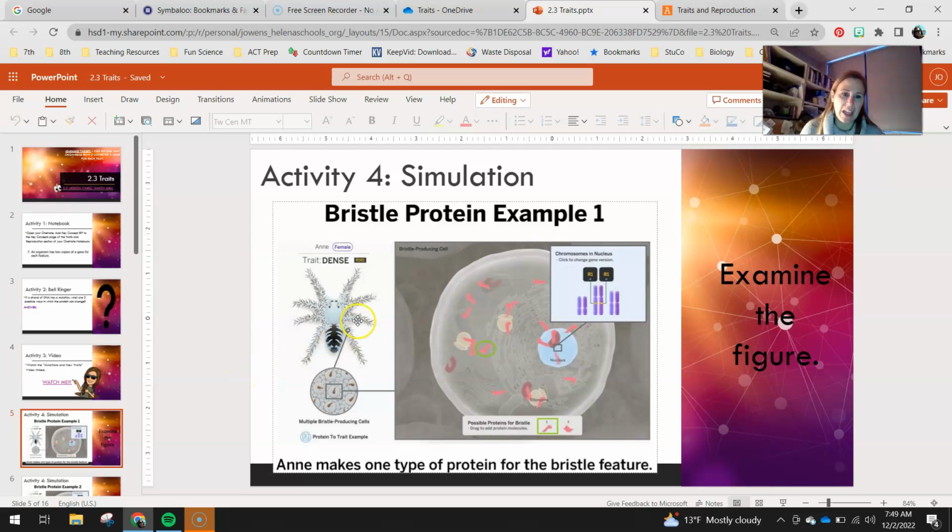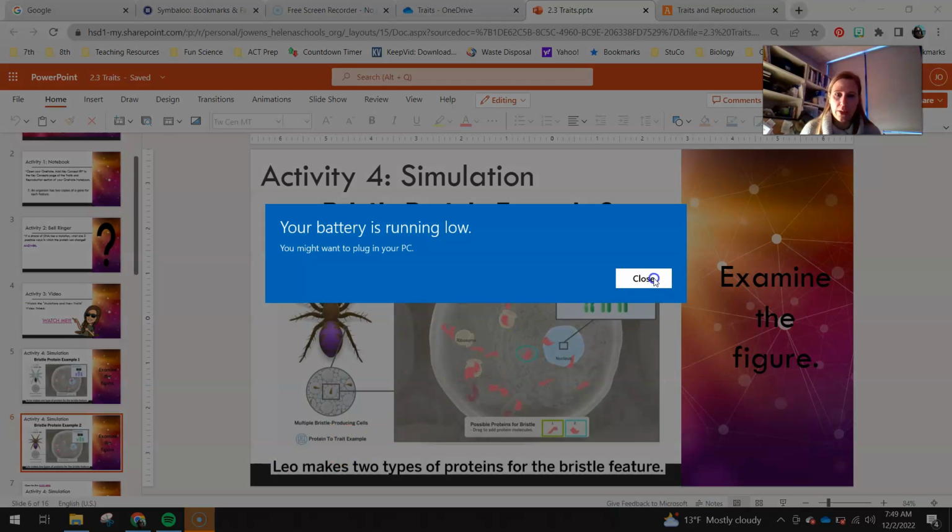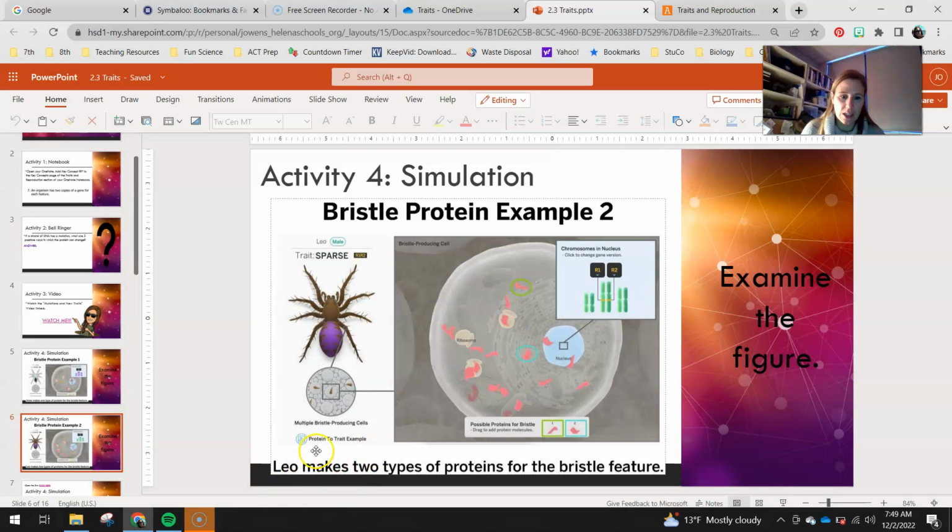You can see her genotype right there and right here. So you can see here's the gene on each of her chromosomes. Remember, we get 1 chromosome from mom, 1 chromosome from dad. Here is Leo on the other hand, and Leo makes 2 types of protein for the bristle feature. You can see he's got the little ramp, but he's also got the number 2 protein, and you can see that his bristles are sparse.